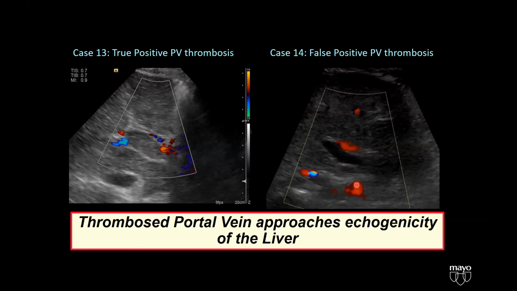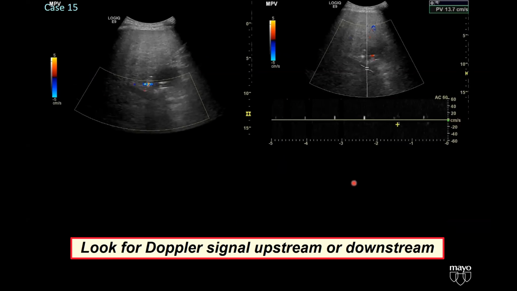And this scenario where it's hypoechoic should make you think that you might be being tricked. What are some things you can do? Well, first thing is to look downstream for Doppler signals. So basically, here this patient has liver disease. It's a hypoechoic portal vein. We cannot, for the life of us, get spectral or Doppler flow here.